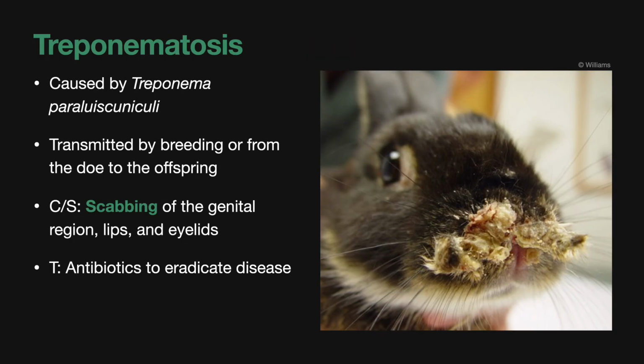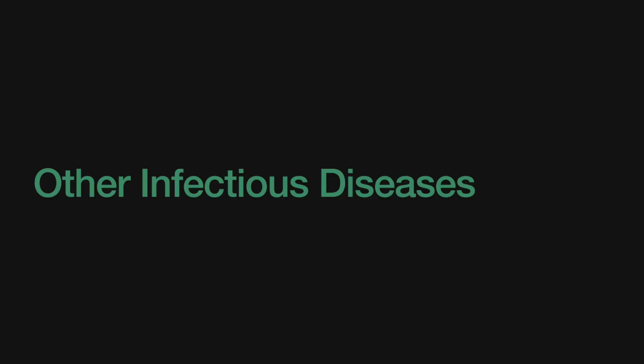Treponematosis in rabbits is caused by Treponema paraluisleporis cuniculi. This infection is transmitted during breeding or from does to their offspring. Clinical signs include scabbing of the genital region, lips, and eyelids. We can use antibiotics to try and eradicate the disease within a breeding colony. Now we will look at some other infectious diseases affecting rabbits.